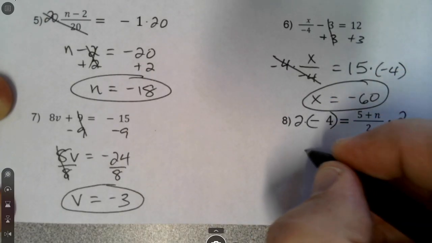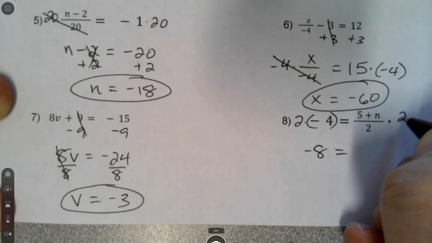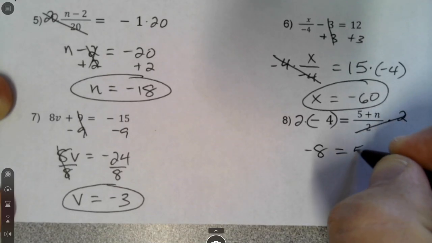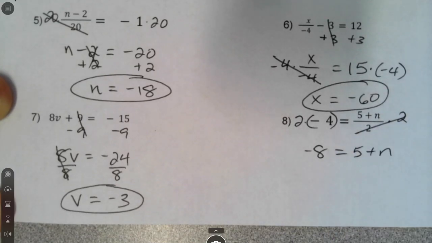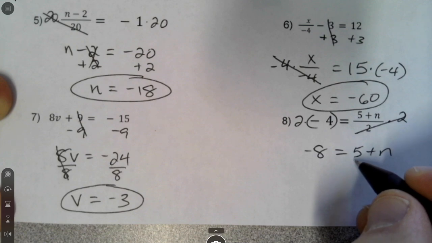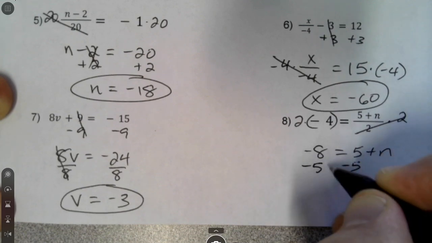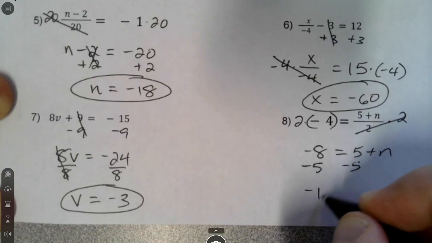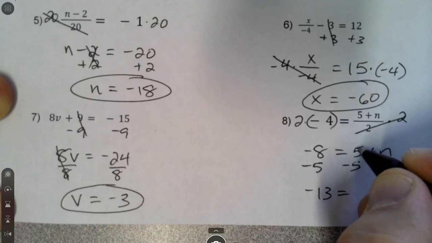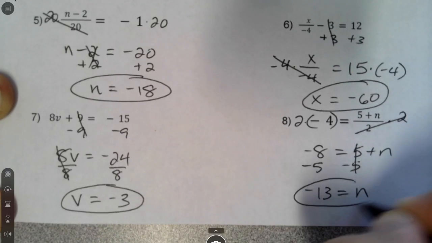2 times negative 4 is negative 8. 2 divided by 2 is 1. So that leaves 5 plus n. There's a positive 5, so to get rid of that we subtract 5. Negative 8 minus 5 is negative 13. 5 minus 5 is 0, leaving just the n.